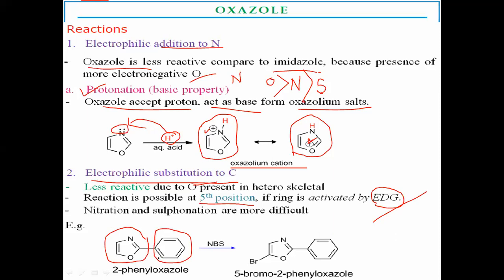Here is an example. They react with bromination to form the bromine substitution. Bromine is the electrophile substituted on 2-phenyl oxazole to form the 5-substituted product, that is 5-bromo-2-phenyl oxazole.